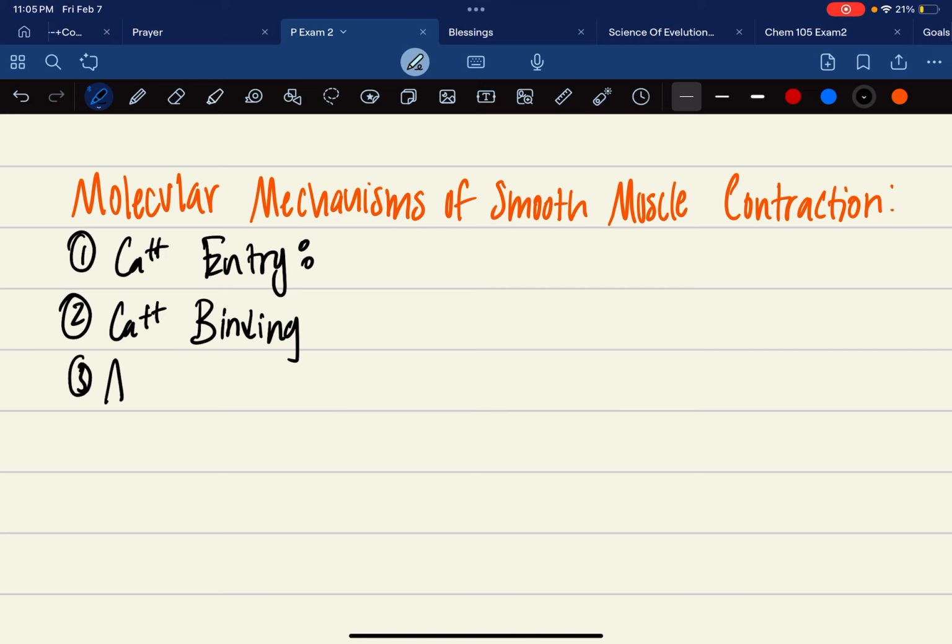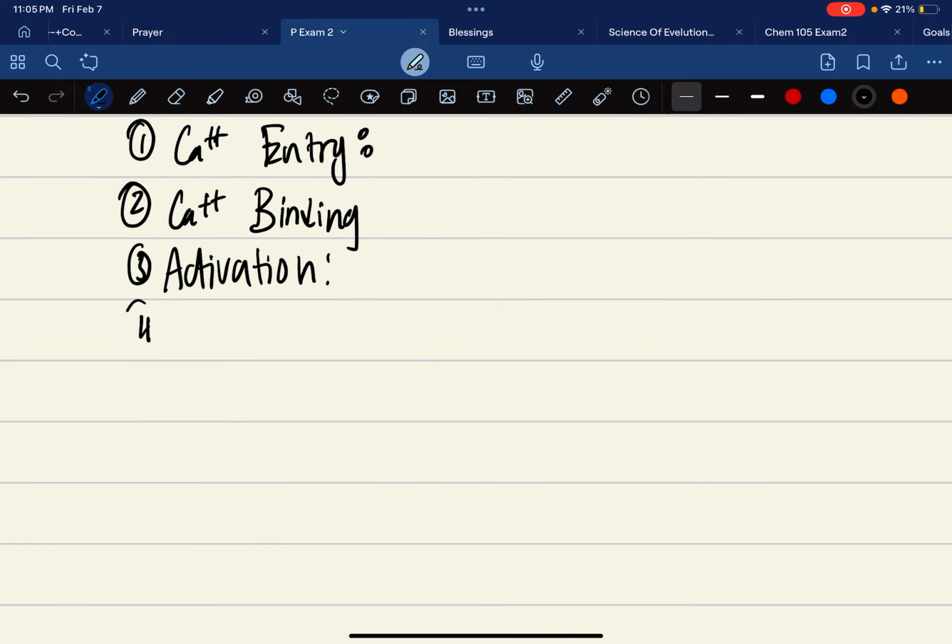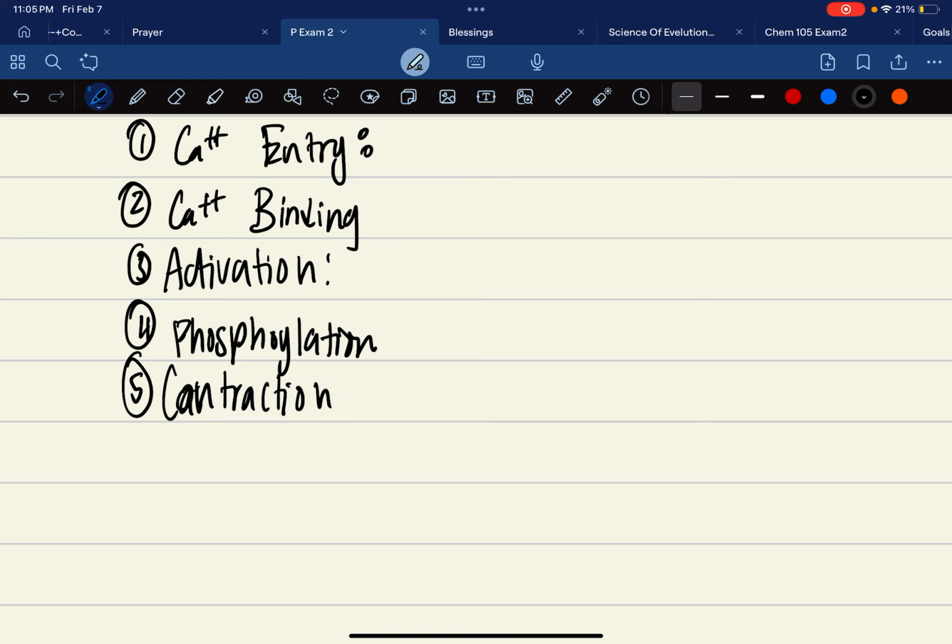And then 3 is the activation. And that's when the calcium-calmodulin complex activates myosin light chain kinase. And the 4th is phosphorylation. And that's when the myosin light chain kinase phosphorylates myosin light chains, enabling myosin to bind to the actin. And then lastly is the contraction, where myosin heads form cross bridges with actin and initiate a contraction.